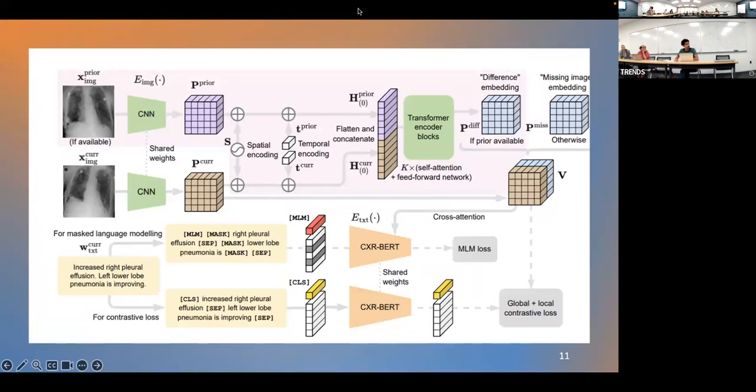And then a similar task is done on text. We mask the tokens and get the MLM loss, and then for the contrastive loss, we classify here based on the progression of diseases or different stages of it. And then this is pretty much it.